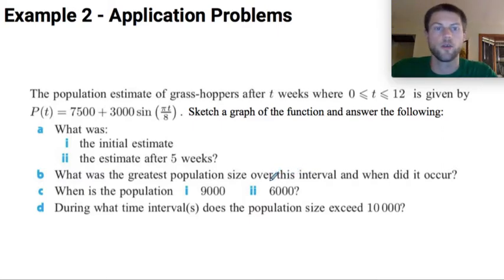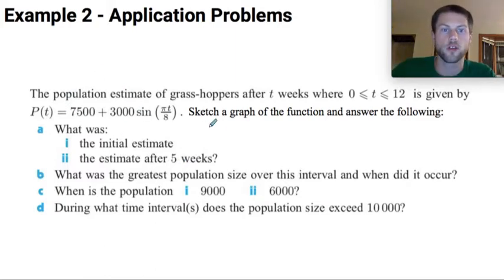All right, in this example, we have an application problem. So we have a little bit of a word problem here. It's a sine graph, and we're going to get a whole bunch of information from it. This really isn't too difficult as long as we understand what the A and the B and the C and the D values do. Let's just dive in and see how it goes.